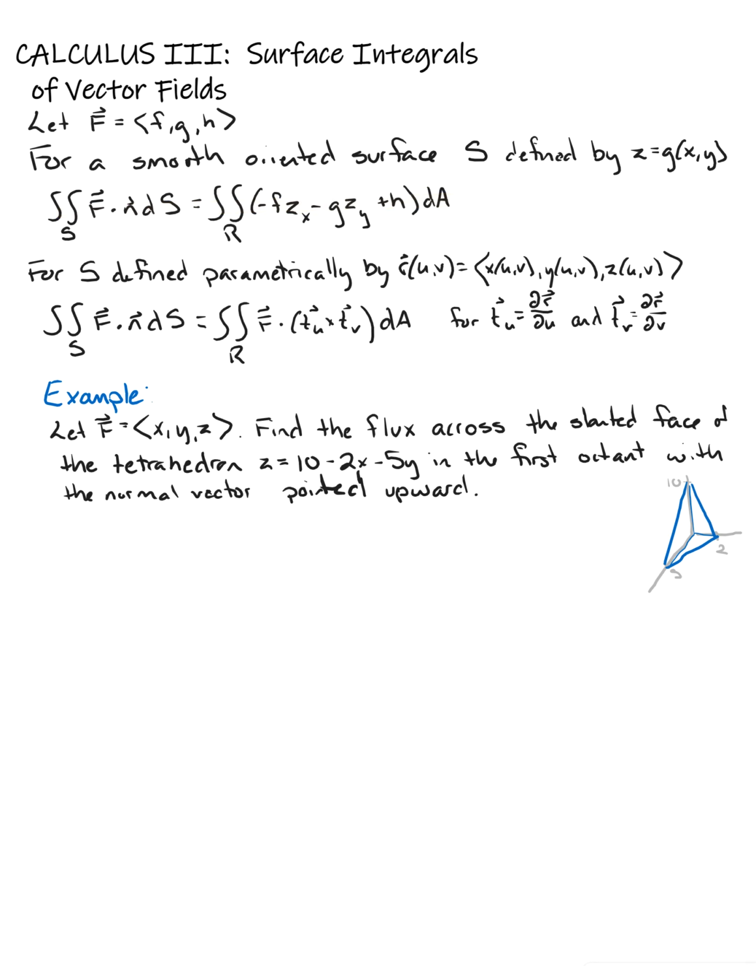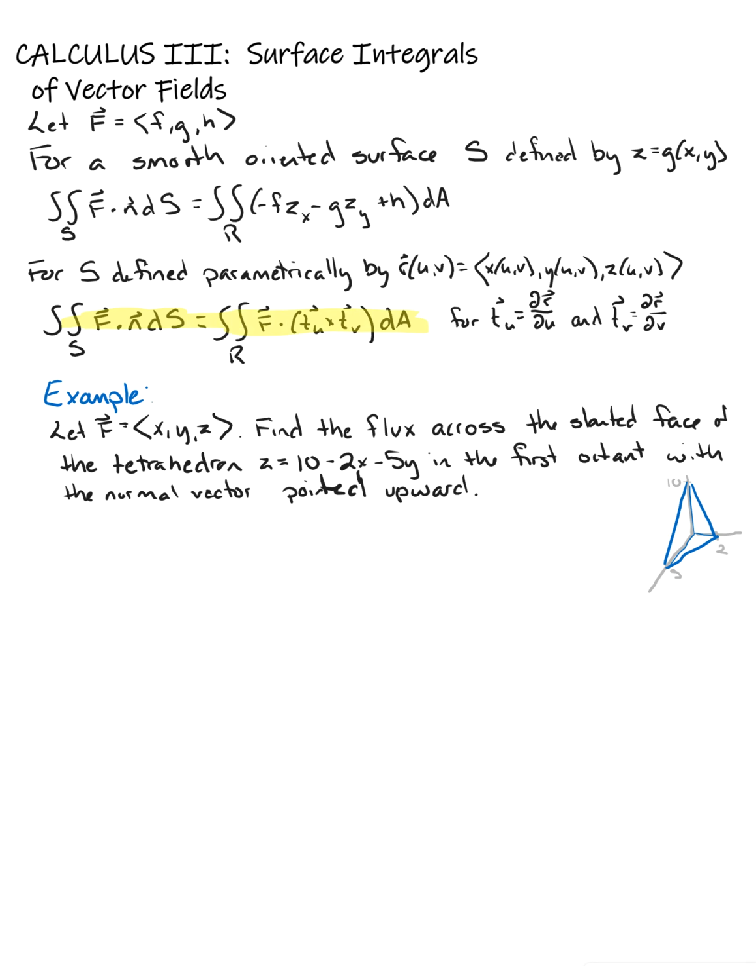Do we want to integrate with respect to x first and then y, or y and then x? Now, if S, still a smooth oriented surface, is defined parametrically, notice it would look like r of the parameters u and v, and here x, y, and z are all written in terms of u's and v's. Now our surface integral becomes the double integral of F dotted with t sub u cross t sub v. Now, what is t sub u? That is the tangent vector in the direction of u, and t sub v is the tangent vector in the direction of v.